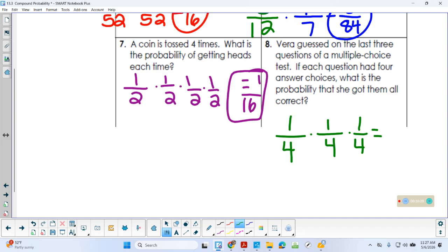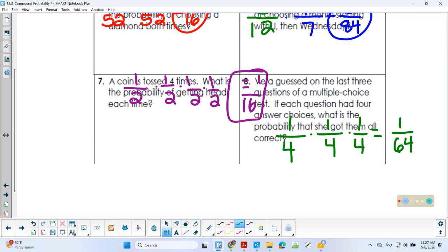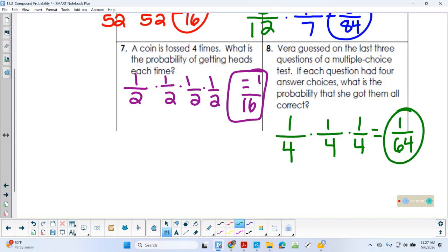So 1 times 1 times 1, I'll do the top, that's easy. What's 4 times 4 times 4? 64. Now, sometimes I like to think about these as percentages.